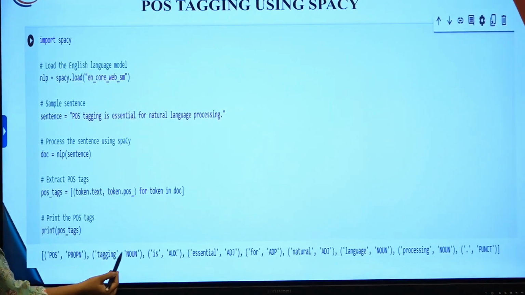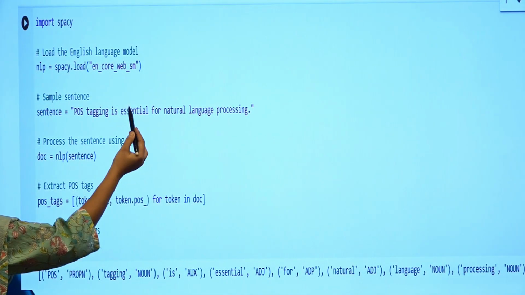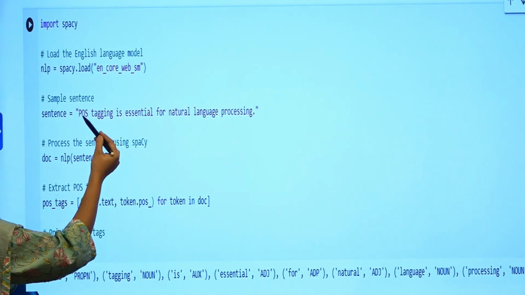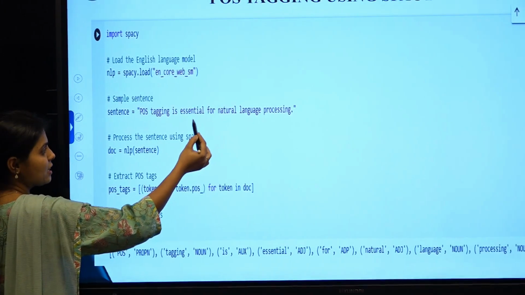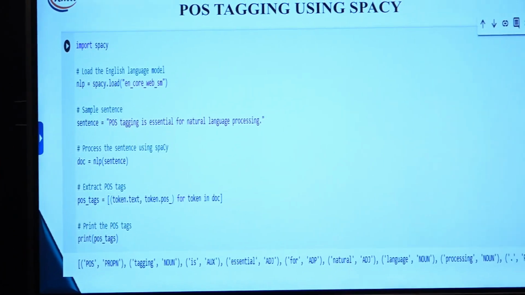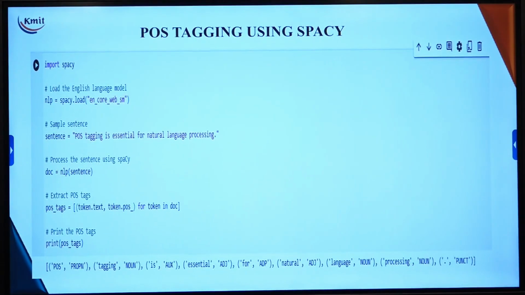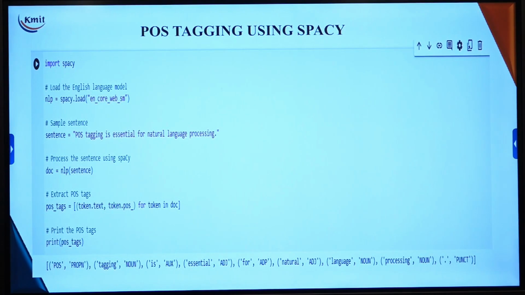"Tagging" is the word and it is a noun. "Is" is a word, it is aux. So for every token that is generated in the given sentence, we have POS tags attached to it. This is a simple demonstration of how we get POS tags for the given sentence using the spaCy library.